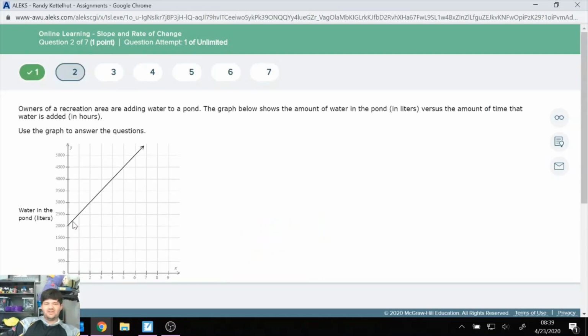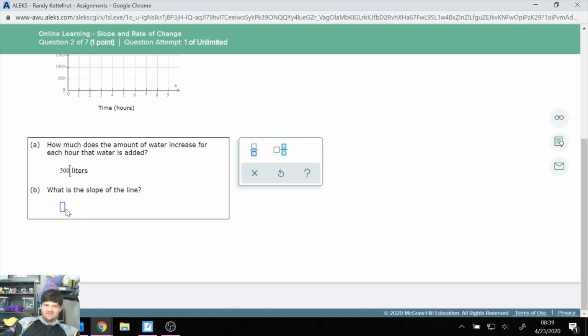What is the slope of the line? Slope is rise over run, so we're asking ourselves how high does this line go up for every single unit that it goes to the right, in this case hours. So for each hour, how much does it increase? Well, we just saw for every 1 hour it increases 500 liters, so the slope will be 500.